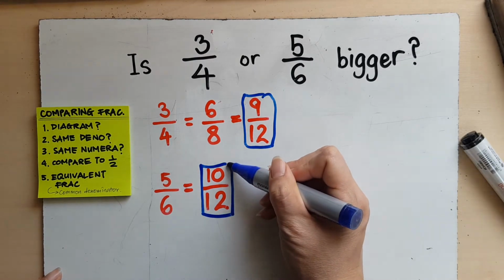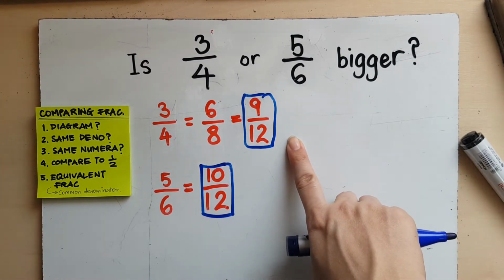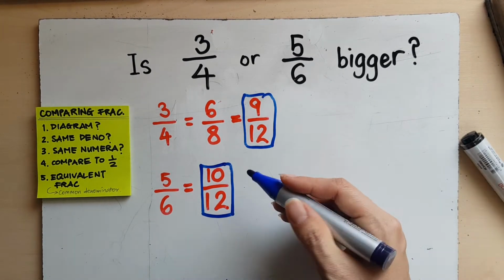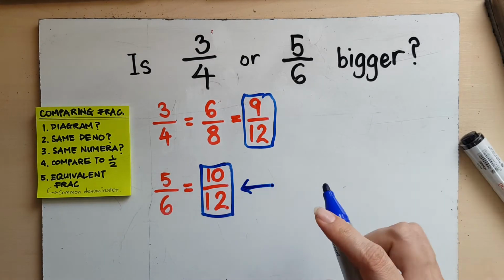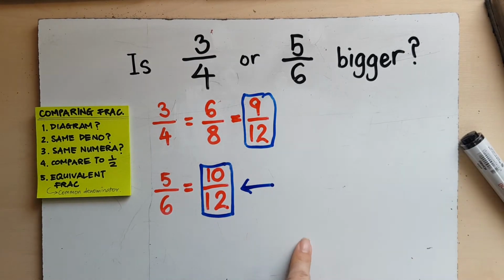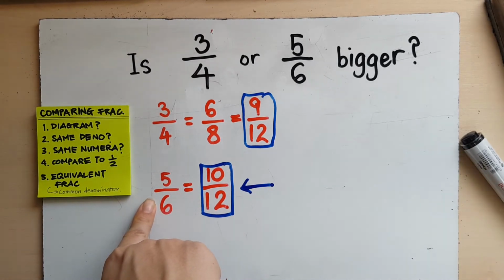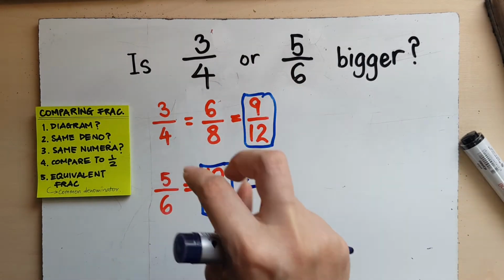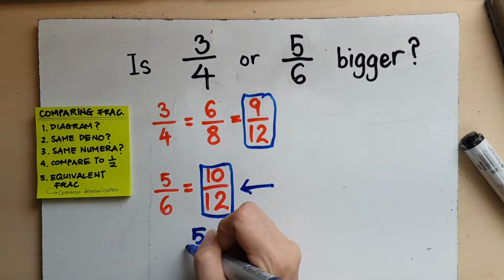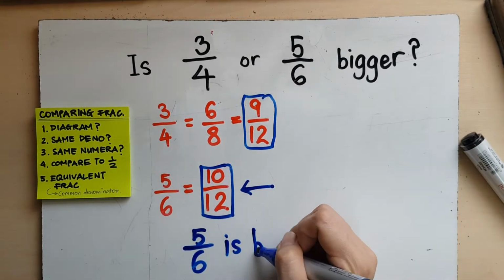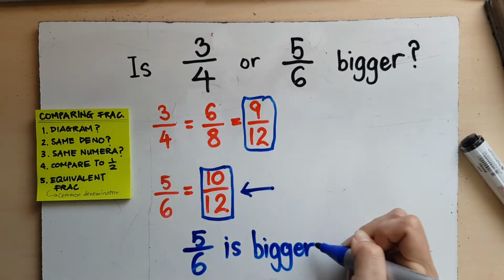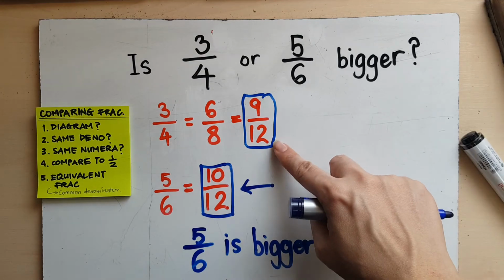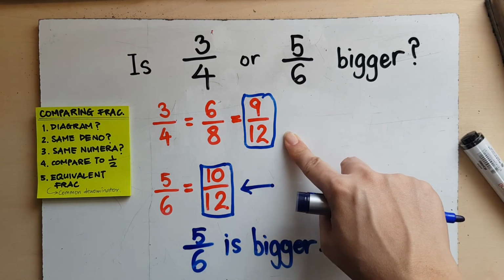Now when they have the same denominator, it means the pieces are the same size. So 10 pieces of 12 will be more than 9 pieces of 12. So this fraction is bigger. Yep. So I do not write 10/12 is bigger than 9/12. I would write 5/6 is bigger than 3/4 because the question is asking me between these two fractions. So I'm going to write it down. 5/6 is bigger. And this method is using equivalent fractions and finding the equivalent fractions that have the same common denominator, the same denominator.